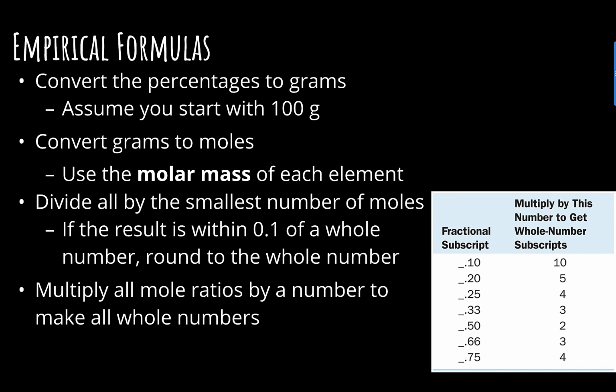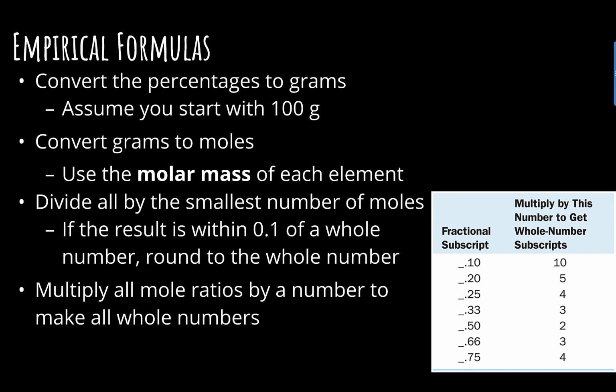Then you're going to look at that final number that you came up with. If that answer is within 0.1 of a whole number, then you can round it to a whole number. If it's not within 0.1, then you have to multiply all of those numbers by some number to get to a whole number. And there's kind of a little cheat sheet there that you can use when you're multiplying. So this sounds a little bit confusing. The best way to do this is to go through and do some practice problems.